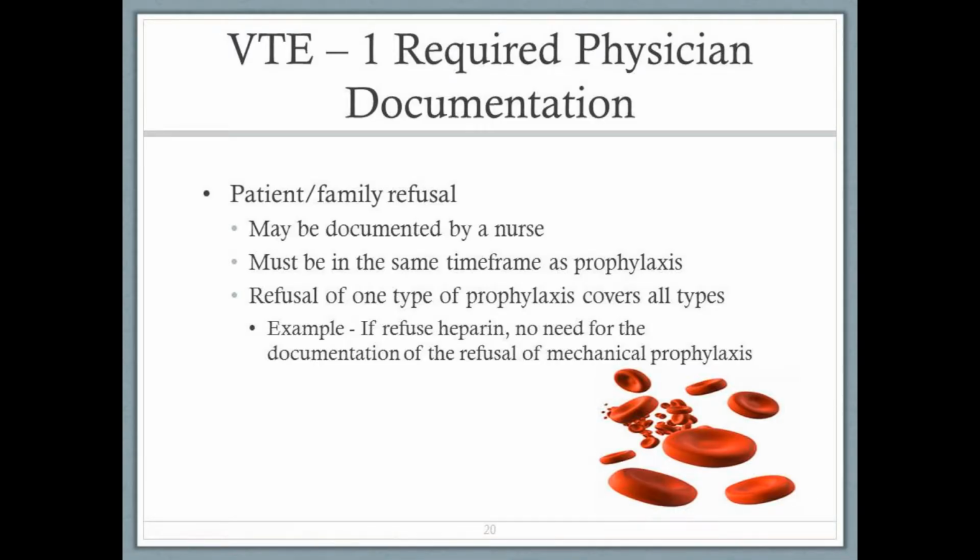So here's some information for you about what is required by the physician. If the patient refuses to have VTE prophylaxis, or the family refuses to have VTE prophylaxis, it needs to be documented. It can be documented by a nurse, but again, it needs to be in the medical record. And when this is being documented, it needs to be documented in the same time frame as when the order would be written, so the day of admission or the day after admission. And for this measure, if a patient refuses one type of treatment, such as compression stockings, it counts for refusing both types. So any kind of pharmacologic method of VTE prophylaxis, as well as the mechanical type. So if the patient refuses one, it qualifies as refusing both of them.